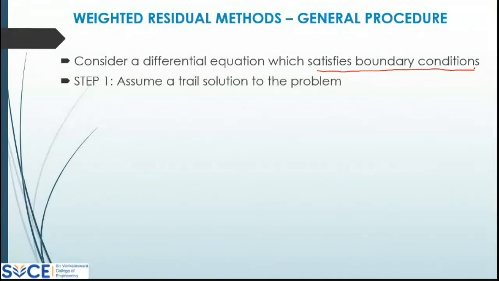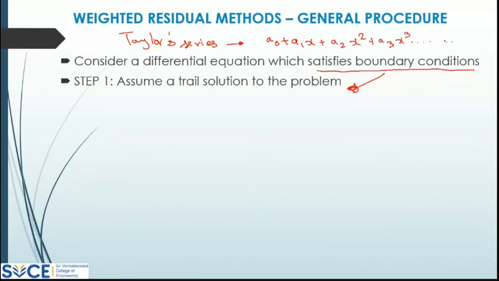Right, for that equation, the trial function should also satisfy the boundary conditions, right? So the trial function is based on a Taylor series. When I say Taylor series, it is something like this: a naught plus a1x plus a2x square plus a3x cube. It will go something like this. This is what we call a Taylor series, right?